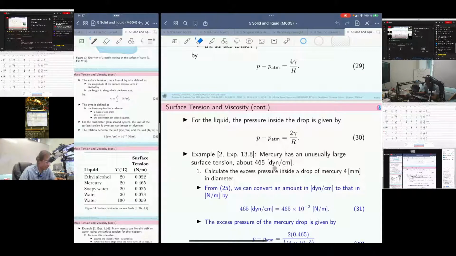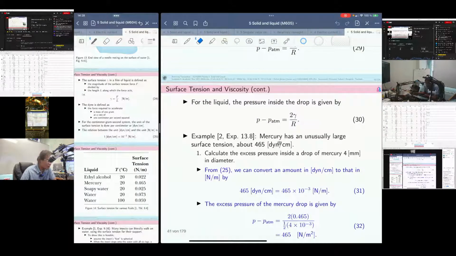About 465 dyne per centimeter. What is dyne per centimeter? It was already talked about before. If you want to convert it to the SI scale, you need to divide that amount by 1000 or multiply it by 10 raised to negative 3. Then you have the amount in SI scale, Newton per meter.